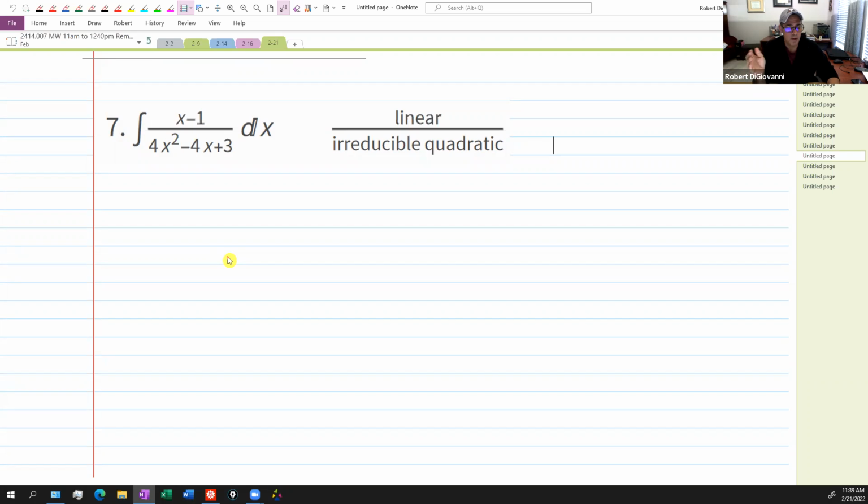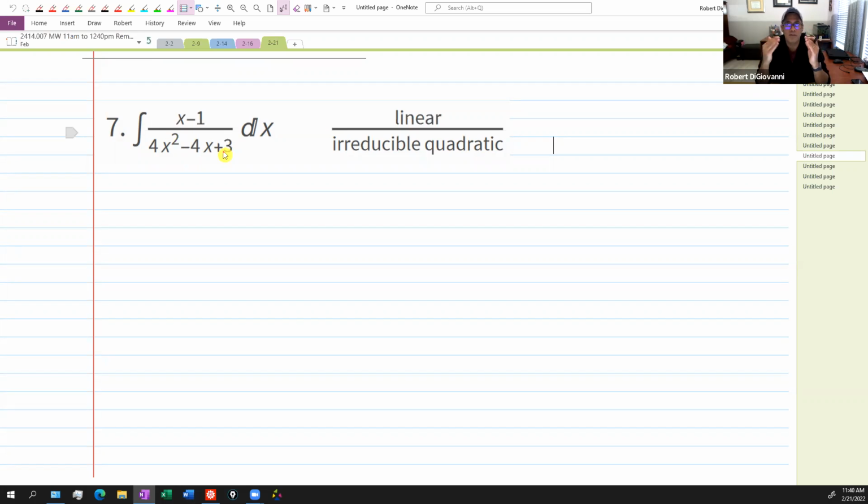All right. So what's the big difference between this and what we did before? Well, we have a linear on top. This is the first example where we have a linear expression on top, right? You see it's linear on top. And the bottom is quadratic and it's irreducible. So this 4x squared minus 4x plus 3 cannot factor. So this is the first time we've run into this. Linear expression on top, irreducible quadratic on the bottom.